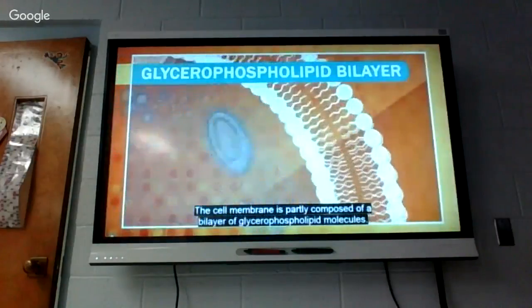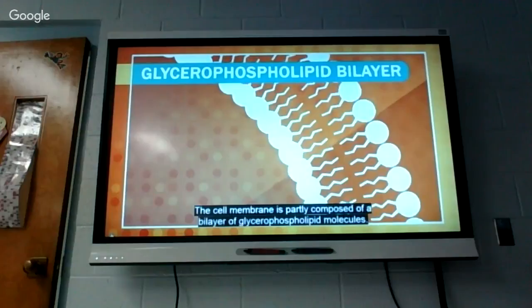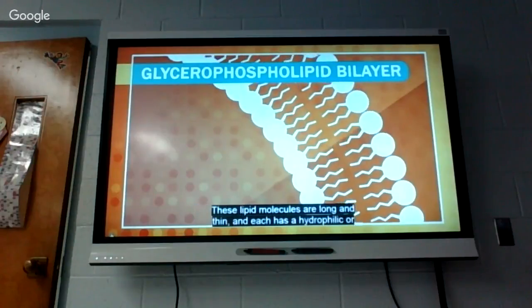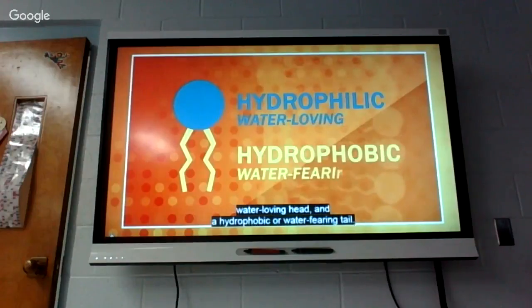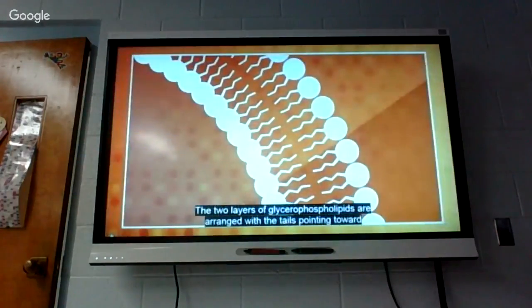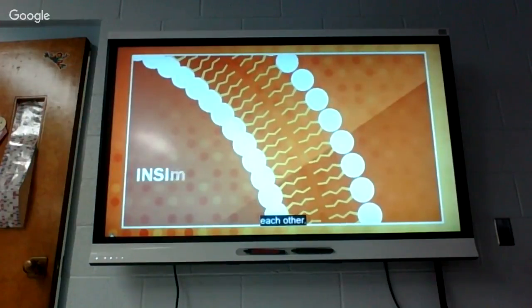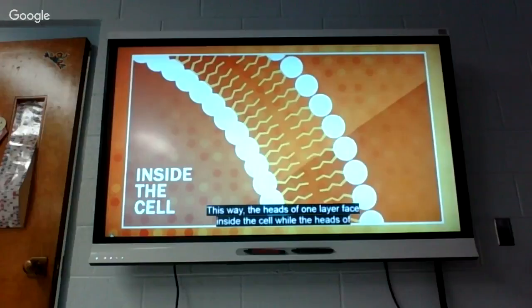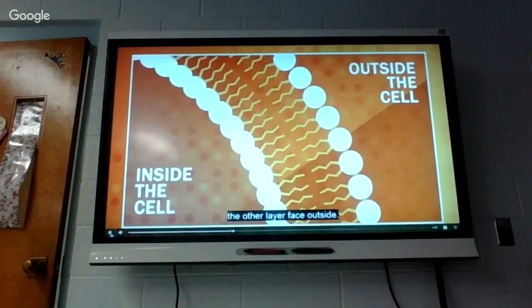The cell membrane is partly composed of a bilayer of glycerophospholipid molecules. These lipid molecules are long and thin, and each has a hydrophilic or water-loving head and a hydrophobic or water-fearing tail. The two layers of glycerophospholipids are arranged with the tails pointing toward each other. This way, the heads of one layer face inside the cell, while the heads of the other layer face outside.